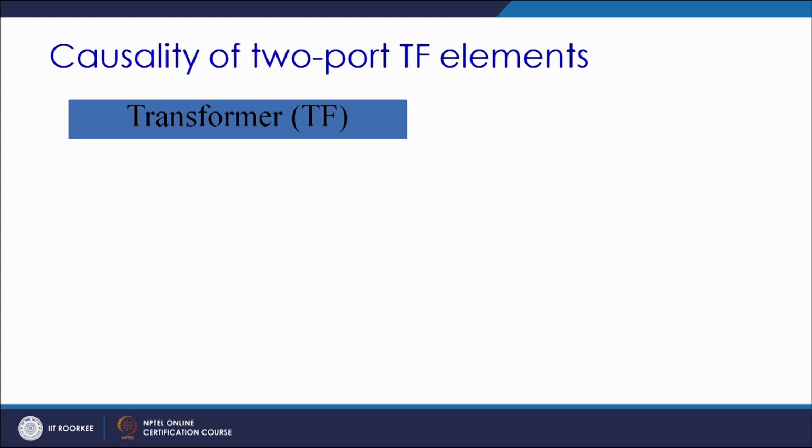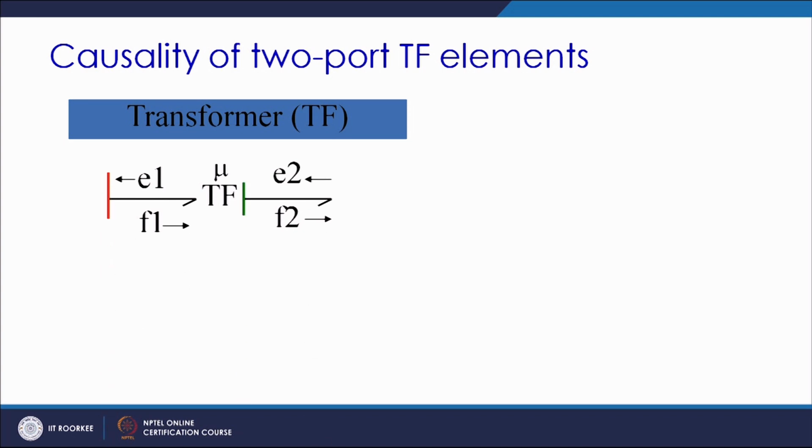Then let us look at the causality of the two port TF and GY elements. For two port elements, since they manipulate either flow or effort, they will be bringing the flow in and the flow will go out. So, the relationship here will be F2 is equal to mu times F1. Since flow information is here, the effort information has to be here, and since flow information is here, the effort information has to be here.